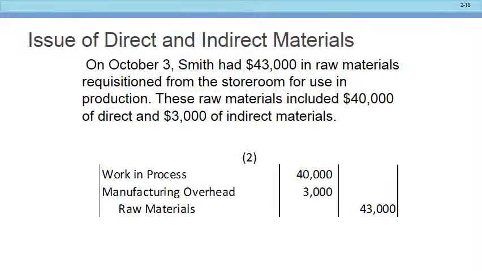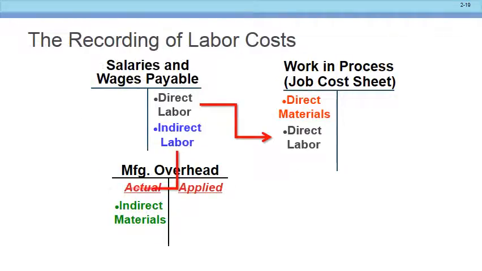Use 43,000 of that 45,000, and what? 40,000 is direct, so it goes to work in progress. 3,000 is indirect, so it goes to the manufacturing overhead account, right? And it debits there, and then we go ahead and credit the raw materials for what we used. How much raw materials do we have left now? We have $2,000 of raw materials left, don't we? Okay, good.